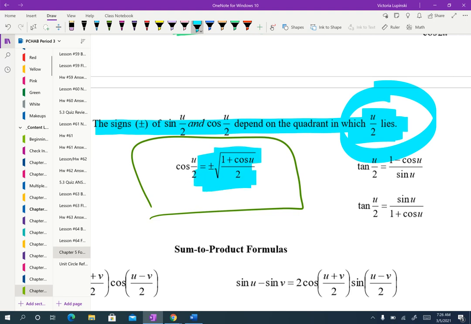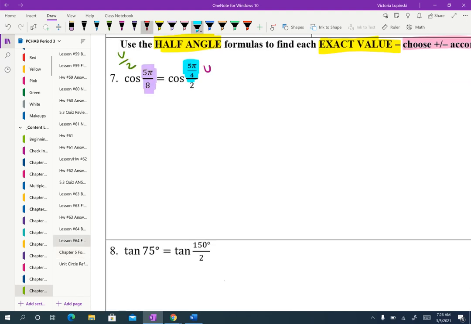So first, let me highlight the formula. Then let me go ahead and write it. So plus or minus, put it to the side here for a second. So plus or minus the square root of 1 plus the cosine of u over 2. So that is the formula that I'm using.